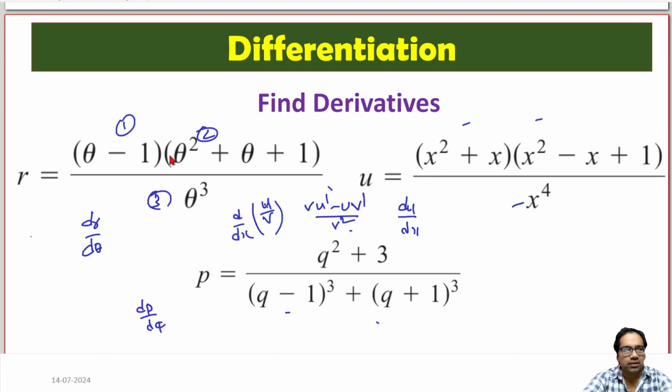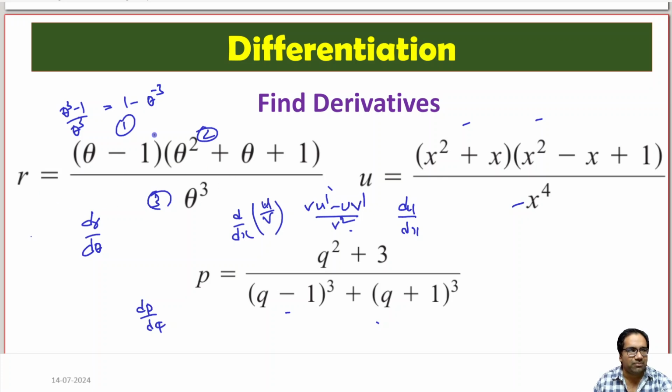Here we can notice this is in the form of a minus b times a square plus ab plus b square. This is nothing but a cube minus b cube, that is theta cube minus 1 cube. So basically this one is theta cube minus 1 by theta cube, which is nothing but 1 minus 1 by theta cube, which is nothing but 1 minus theta power minus 3. This function is actually 1 minus theta power minus 3.